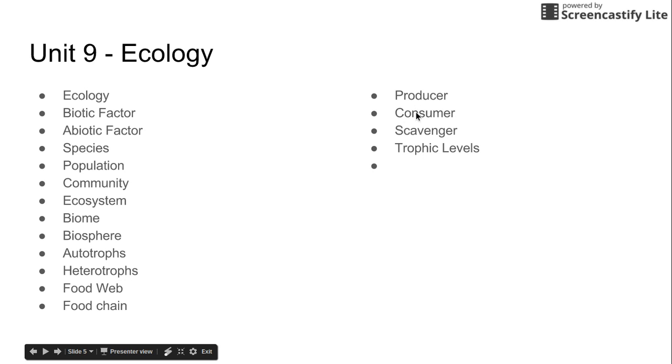Difference between producer, consumer, scavengers, and then where they fit within trophic levels, how to make a food chain or a food web, what the arrows mean, right? They're following the direction of the energy. Remember that we lose energy a lot, and why that is has to do with just that metabolism, right? What the energy is being used for.